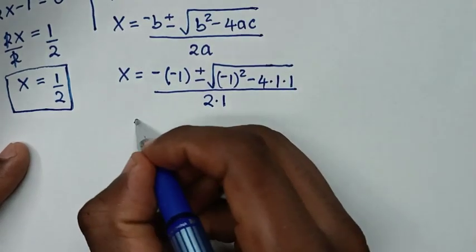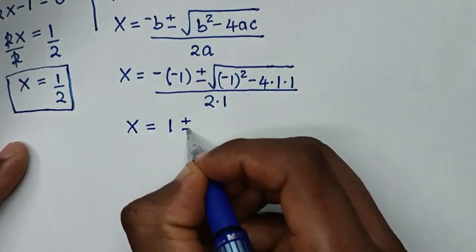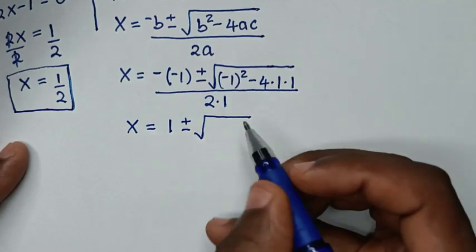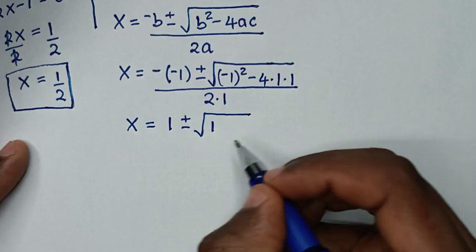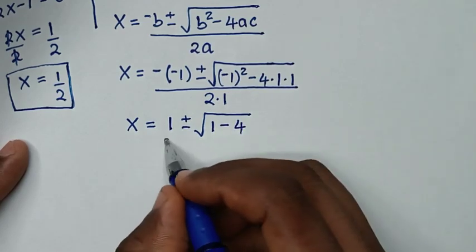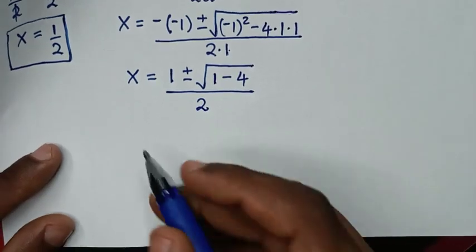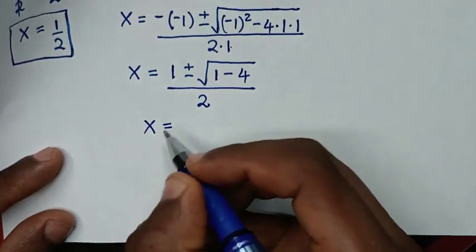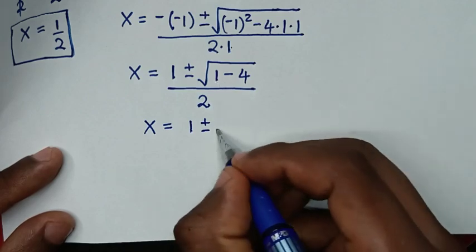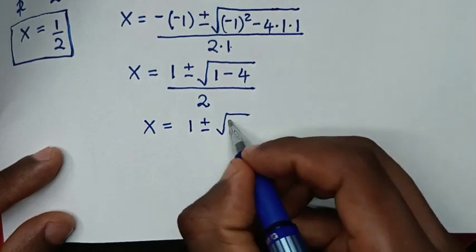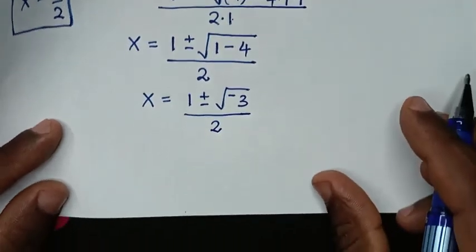Then it will be x is equal to negative, and negative to be positive 1, plus or minus square root of negative 1 squared, it is 1. Negative 4 times 1, it is negative 4. Then over this, this is 2. Then it will be x is equal to 1 plus or minus square root of 1 minus 4, it is negative 3, over this 2.